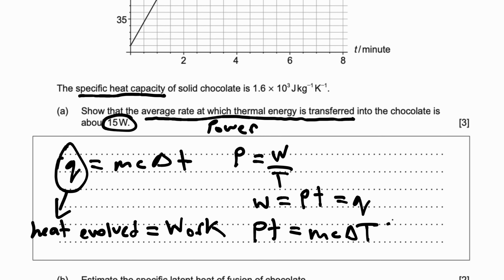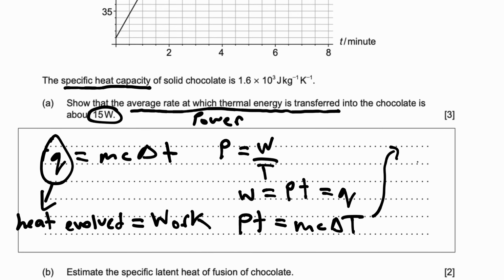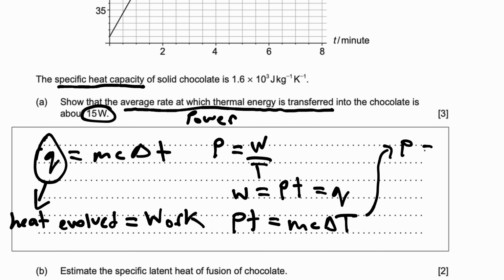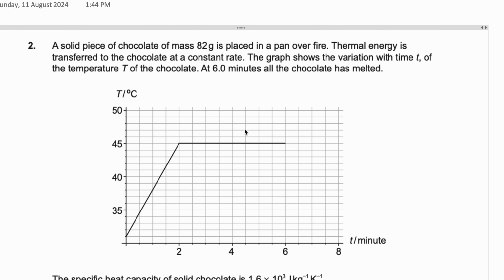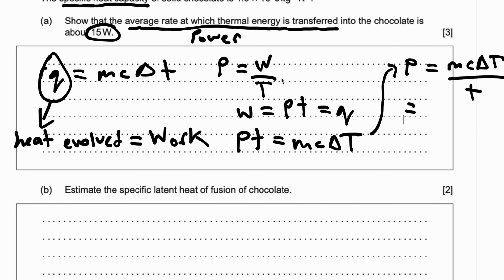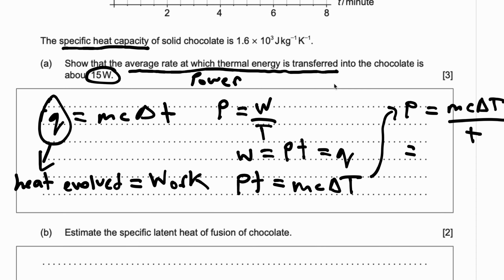You don't want to mix up your two T's. One is temperature, one is time. So, solving for power, we get mcΔT over t. Now let's put in all the numbers into our calculator. The mass has to be in kilograms, so 82 grams is 82 by 1000, that's 0.082, times the heat capacity of the chocolate, which is given as 1.6 × 10^3, times the change in temperature.